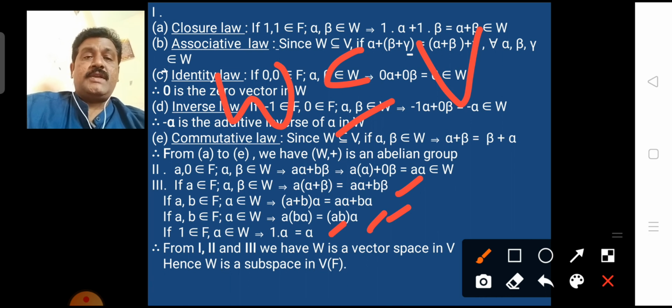These two theorems play an important role in the verification of a subspace. Okay, thank you one and all.